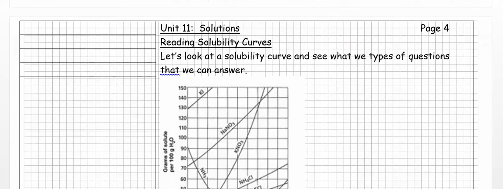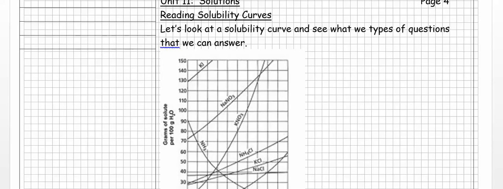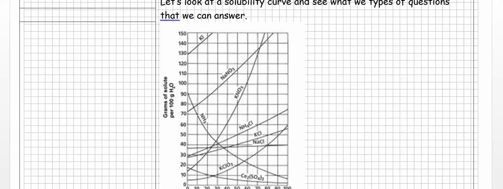So that's that. All right, I want to go back to solubility curves. We talked a little bit about these in the beginning, and what I want to do now is look at how we interpret solubility curves and make sure we understand how to do this, okay? So let's look at a solubility curve and see what types of questions we can answer from it. So here's one like this, okay?